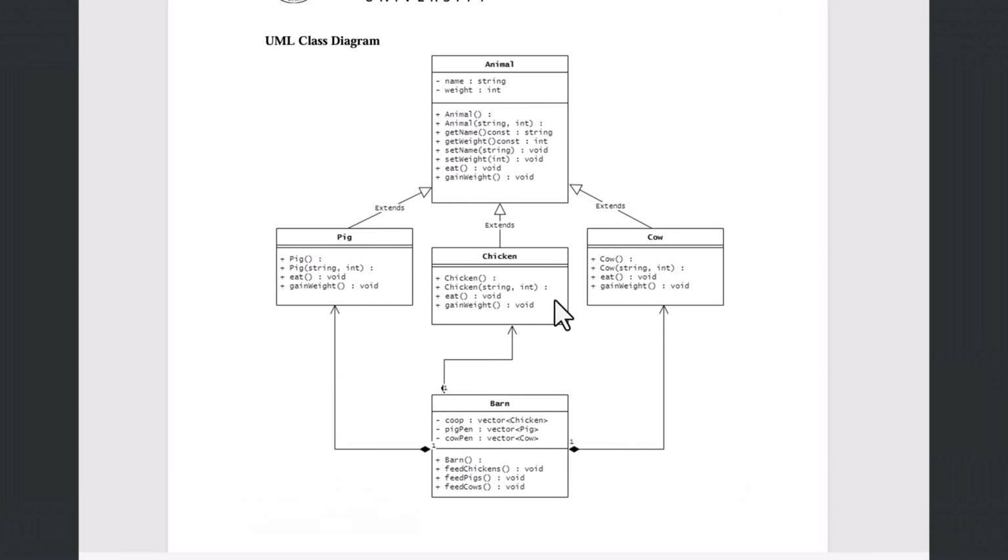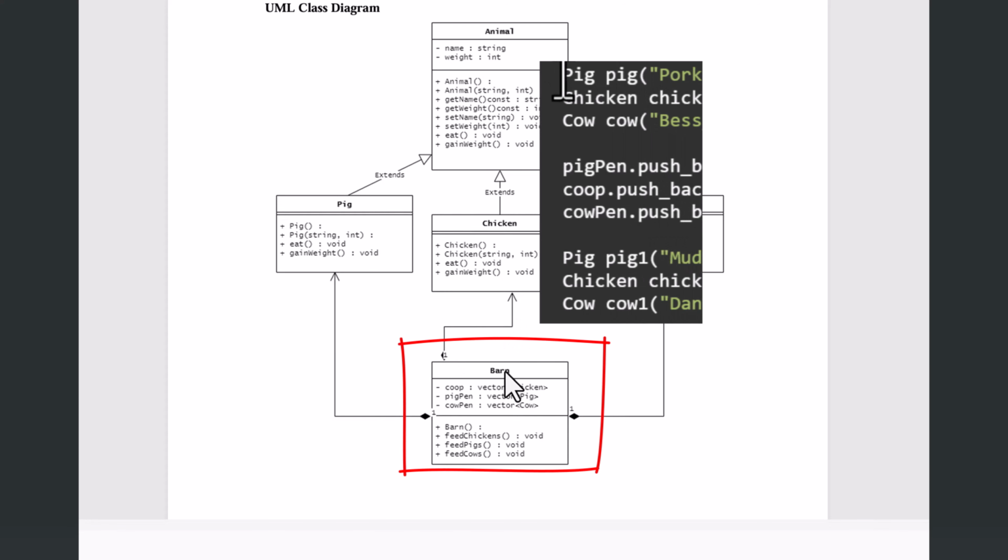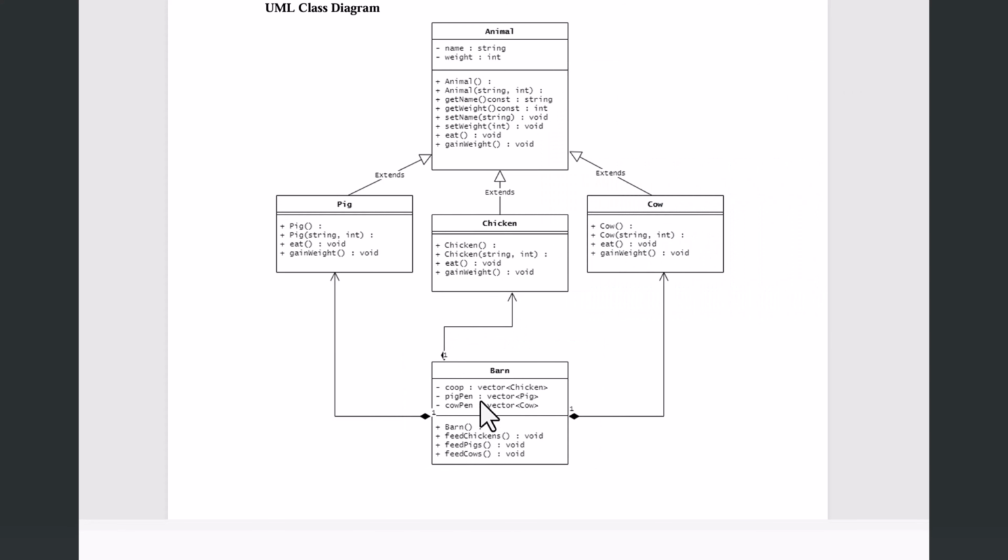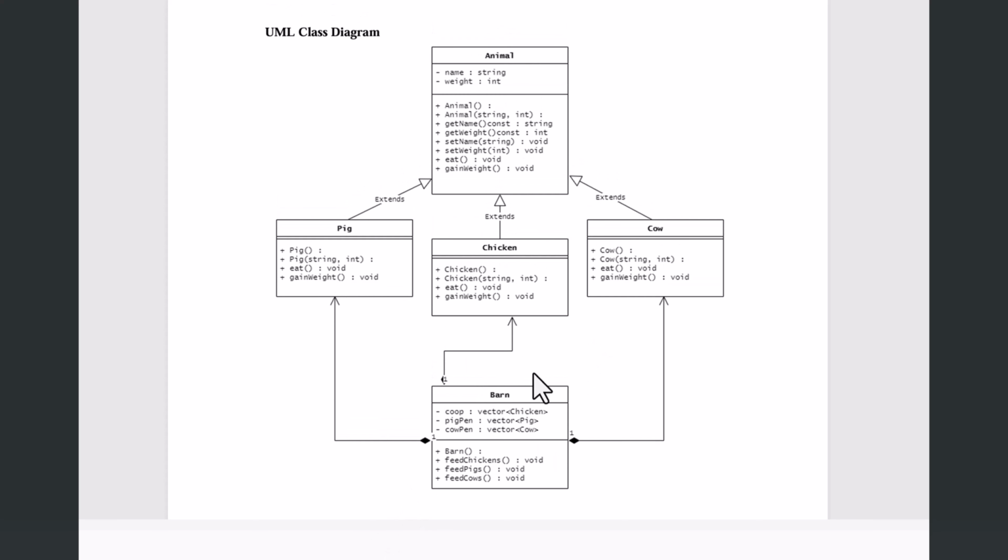We will also be creating a barn class that is composed of all the animal objects we created. The relationship between the barn class and the animal child classes is of composition. If you destroy a barn object, the animal's objects will be destroyed as well, as I'm creating the instances inside of the barn object.